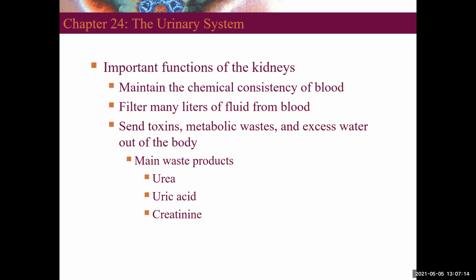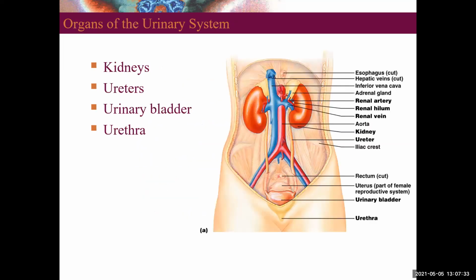Urea is from metabolism of amino acids. Uric acid is a metabolic product of nucleic acid, like DNA metabolism. Creatinine is coming from creatine phosphate from your skeletal muscle. Okay. So, organs of the urinary system.